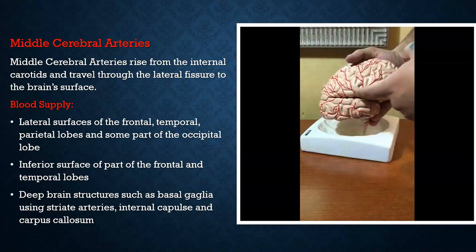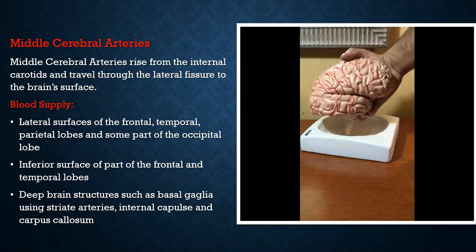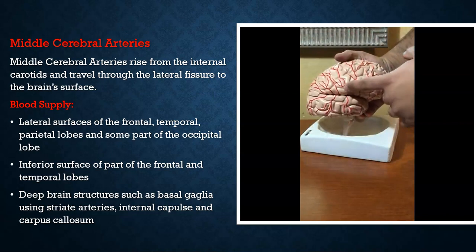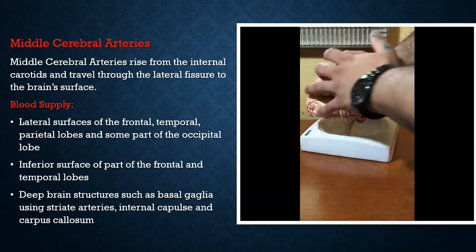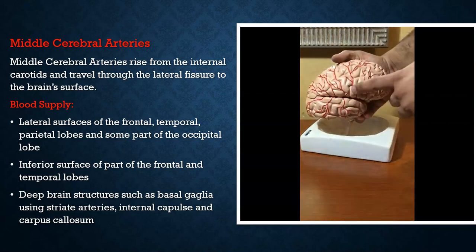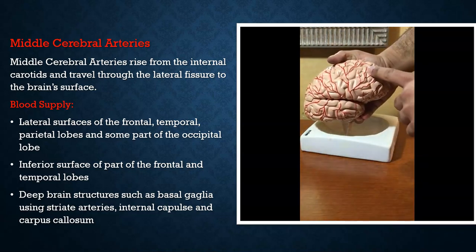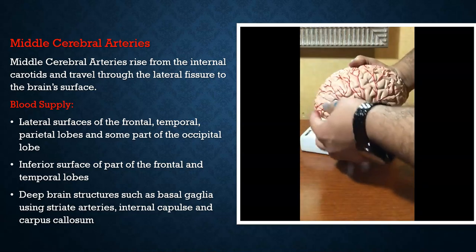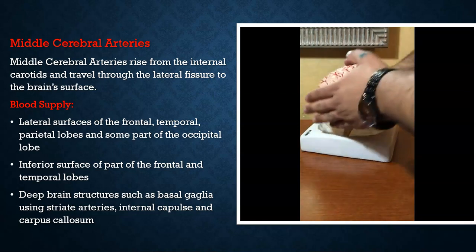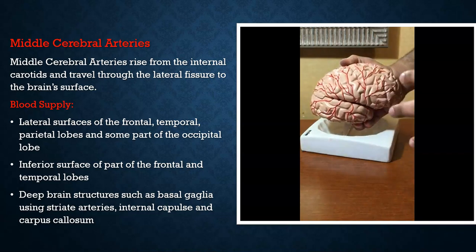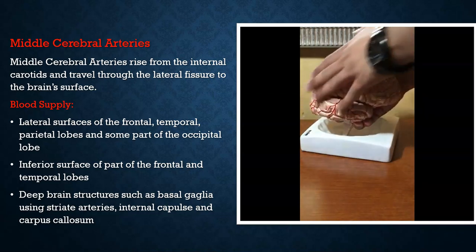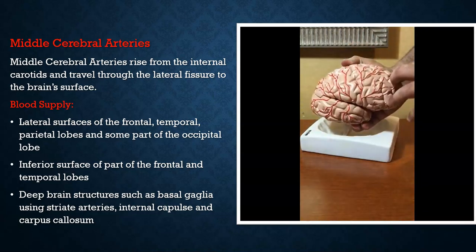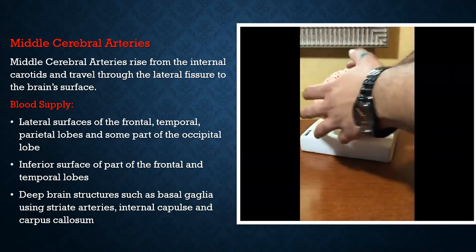So when the MCA comes up on the lateral side, this is the lateral view of the brain, it supplies blood to the lateral side of all the lobes. It supplies the lateral side of the frontal lobe, the lateral aspect of the parietal lobe, some part of the occipital lobe, and the lateral part of the temporal lobe. So it covers most of the lateral aspect of the hemisphere. It comes out from the lateral sulcus and provides blood to the lateral side of the frontal, parietal, temporal, and occipital lobes.